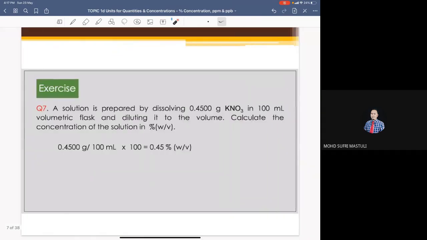Okay, so this is another question. A solution is prepared by dissolving 0.5 gram potassium nitrate in a 100 ml volumetric flask and diluting it to the volume. Calculate the concentration of the solution in percentage weight per volume. Weight per volume is gram per milliliter.